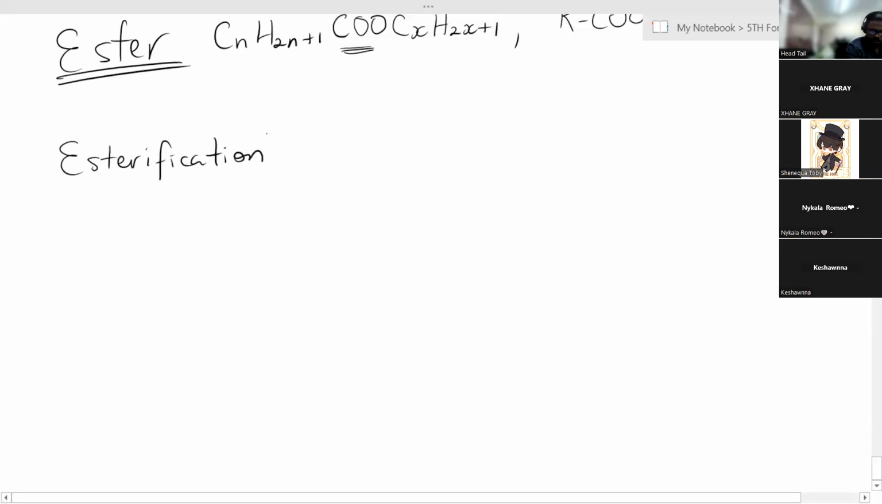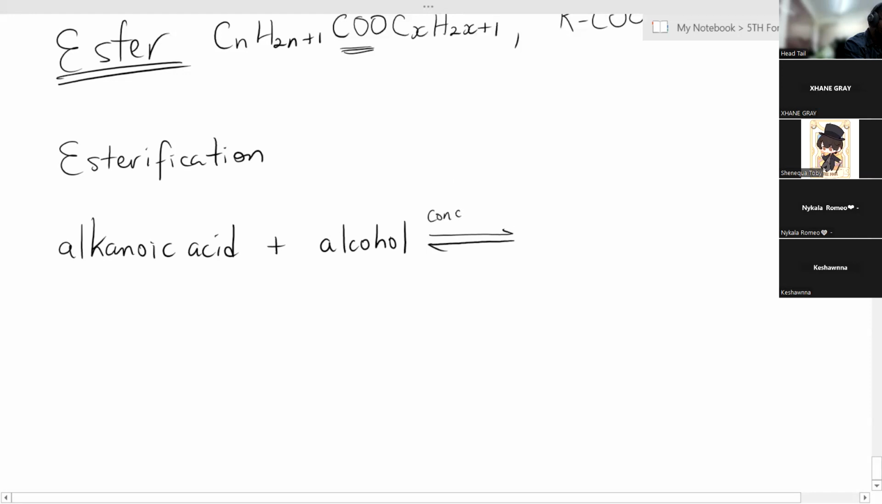And what does it entail? That you have an alkanoic acid reacting with an alcohol. And what do we have? It's a reversible reaction, as you're going to see. And it's in the presence of concentrated H2SO4 and at a temperature of 170 degrees Celsius.